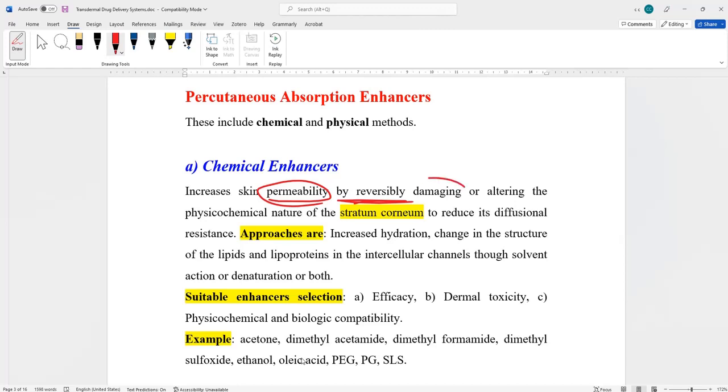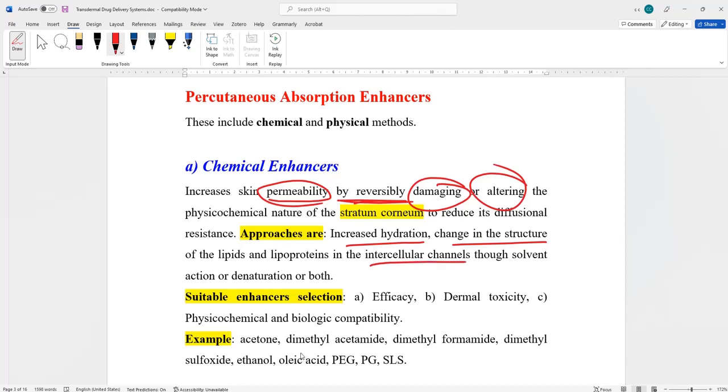So reversibly damaging or altering the properties of the stratum corneum, so that it reduces the diffusional resistance, its resistance for the drug to diffuse through the skin. Okay, so how does it do that? One, through hydration. Two, through changing the structure of the intercellular channels.